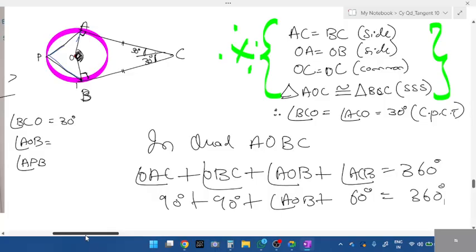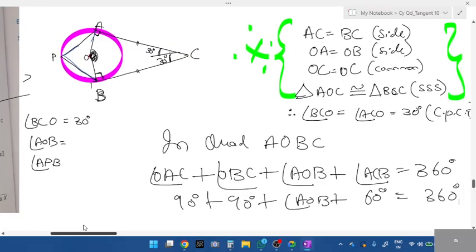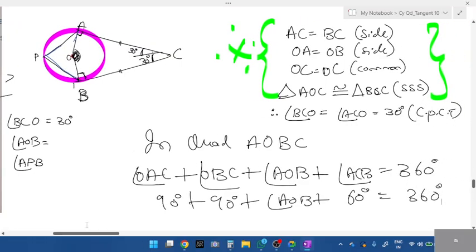See, it was recently given. Most of the questions are based on this. 2011. No, not recent. 2011. Find AOB.